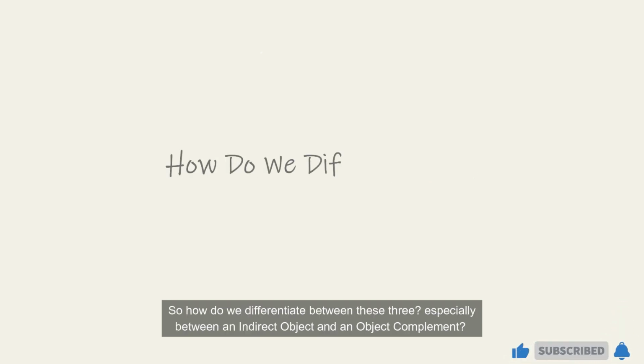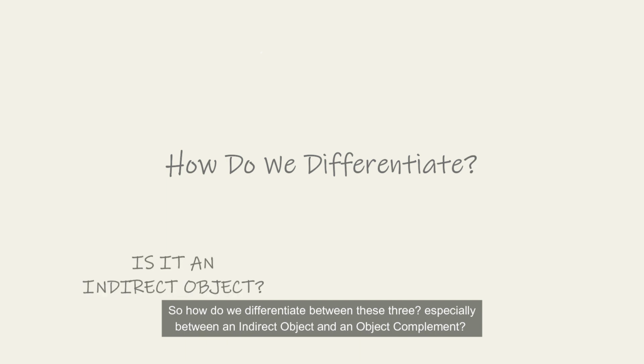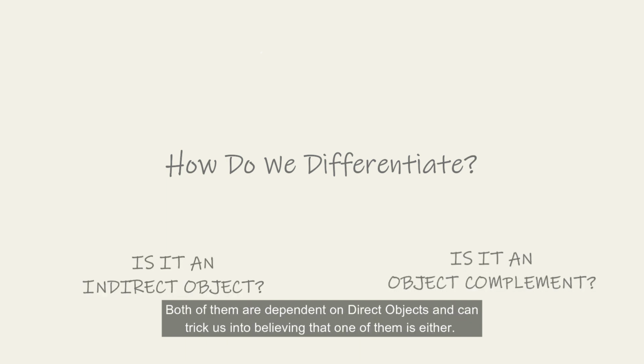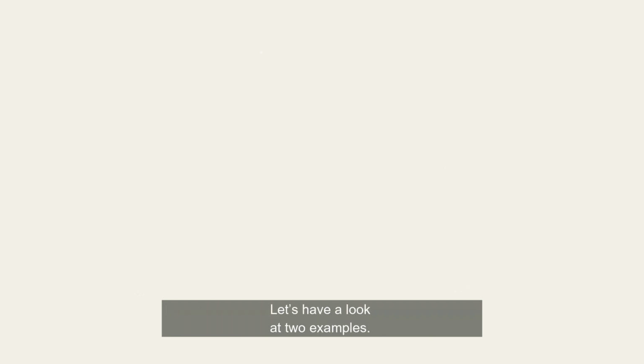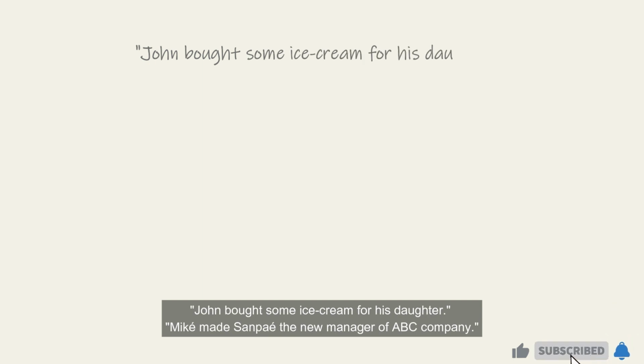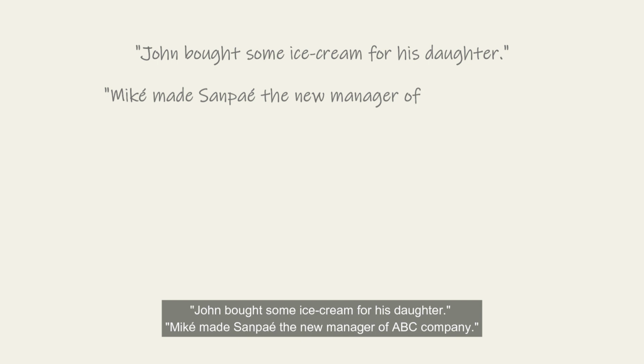So how do we differentiate between these three, especially between an indirect object and an object complement? Both of them are dependent on direct objects and can trick us into believing that one of them is either. Let's have a look at two examples. John bought some ice cream for his daughter. Mickey made Sanpei the new manager of ABC Company.